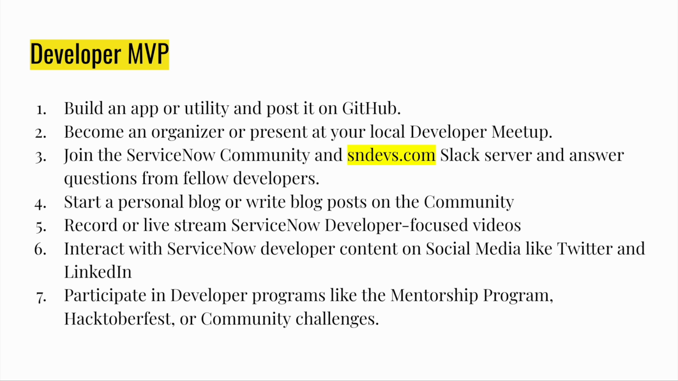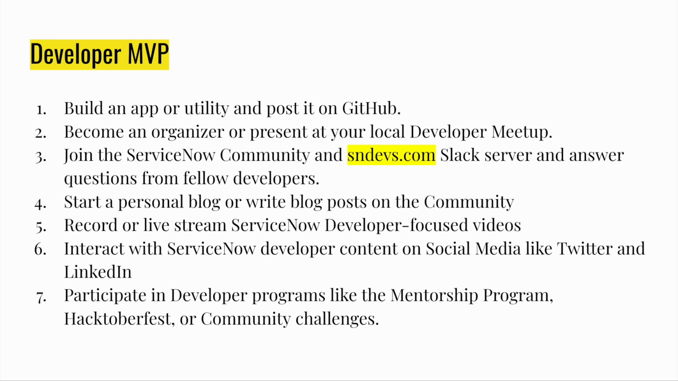So the third point is to join the ServiceNow community and the sndevs.com Slack server and answer questions from fellow developers. There is a dedicated official Slack channel, and I have specified the name here, so you can join that. You can answer the questions asked by different developers. If you know the answer, then you can post it on that Slack channel. That is also counted to become the developer MVP.